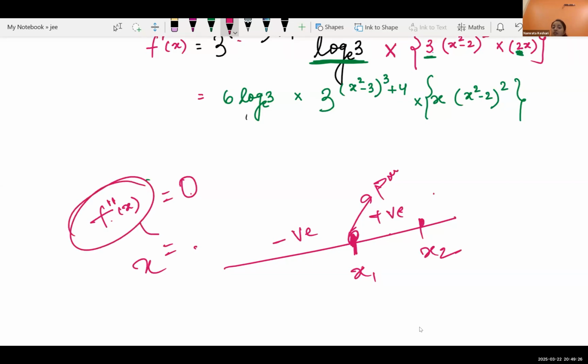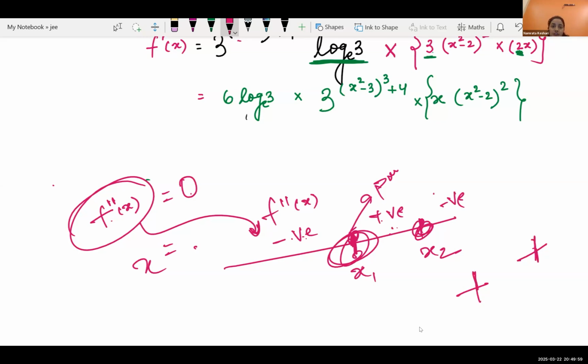Everything is involved over here with f double dash. Whatever process you use in the first derivative test, we do for point of inflection, but with f double dash x. If it is negative to positive, yes, this is a point of inflection. Or if it is positive to negative, yes, this is a point of inflection. If it is negative to negative, we don't have any point of inflection. If it is positive to positive, we don't have any point of inflection. Got it?